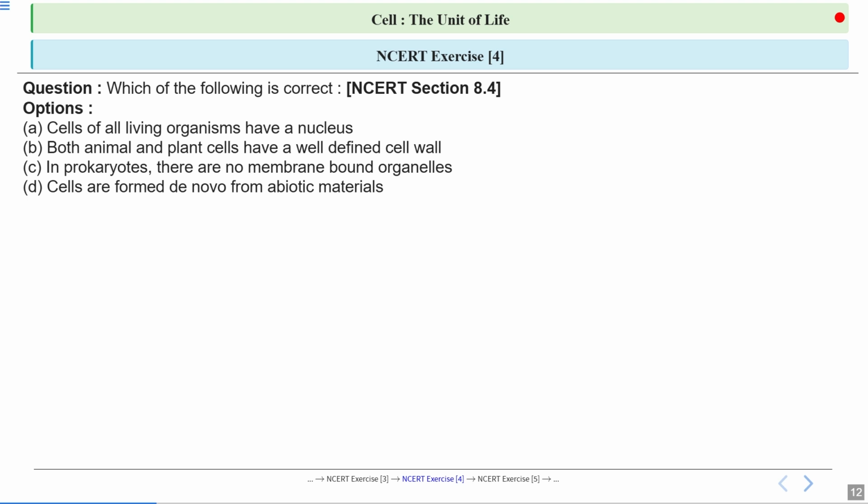Next question, which of the following is correct? You have to choose the true statement here. The options: first option is cells of all living organisms have a nucleus. Do all cells have a nucleus? Or are there some exceptions? Next is both animal and plant cells have a well-defined cell wall. Option C, in prokaryotes, there are no membrane-bound organelles, and D, cells are formed de novo from the abiotic materials. What is the correct answer?